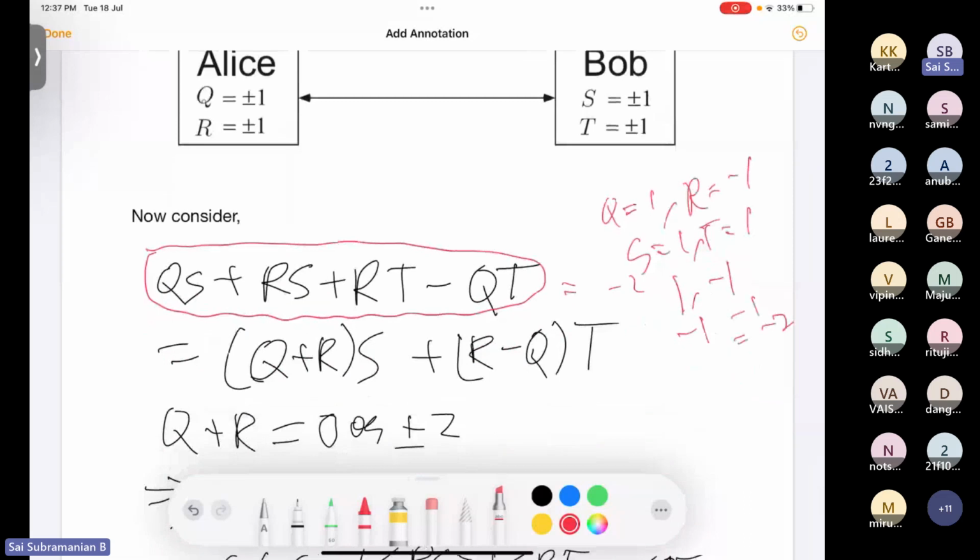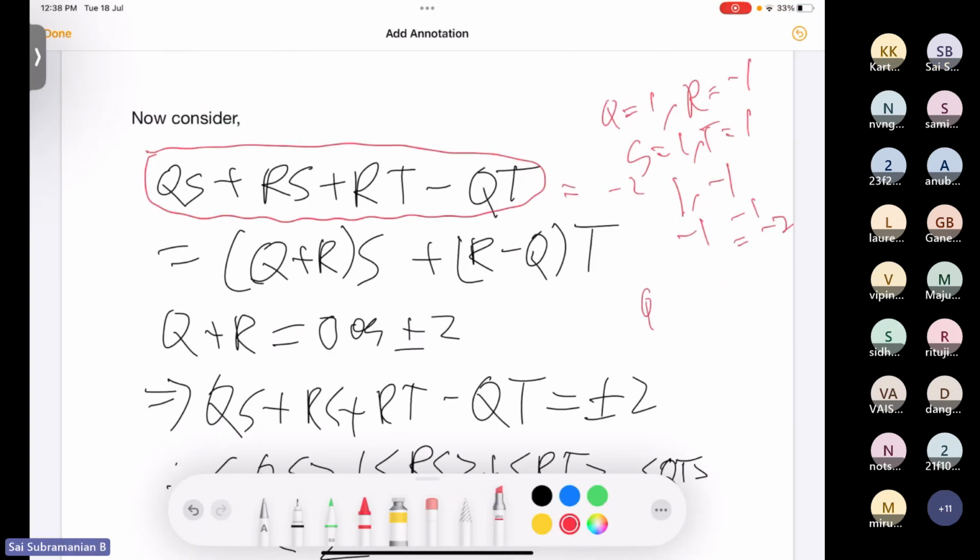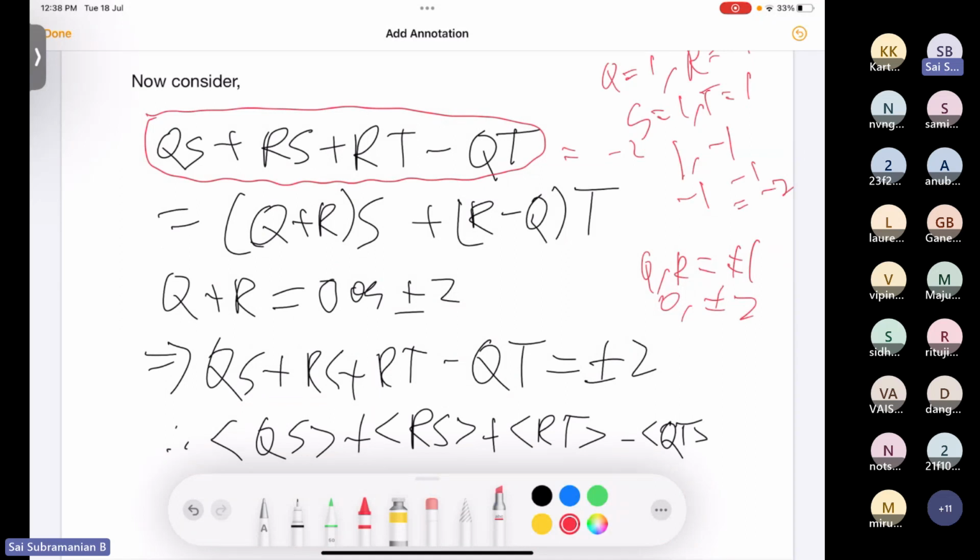But we can also simplify this. We can take S common here and T common here and write this as Q plus R times S plus R minus Q times T. So why do we write it like this? Because Q, R are both equal to plus or minus 1. So Q plus R is either 0 or plus or minus 2. It is one of these values only. So that means either Q plus R is equal to 0 or R minus Q has to be 0.